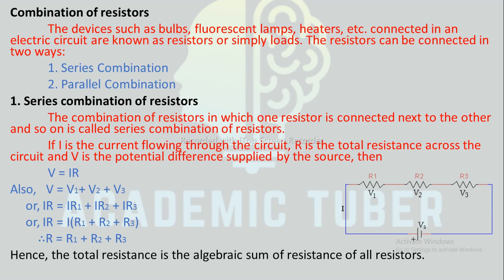If the bulbs are connected in series as shown in the figure, it is called series combination of resistors. In such a combination, the same amount of current flows throughout the circuit. If one of the bulbs is removed, the brightness of the other bulb increases, and vice versa.